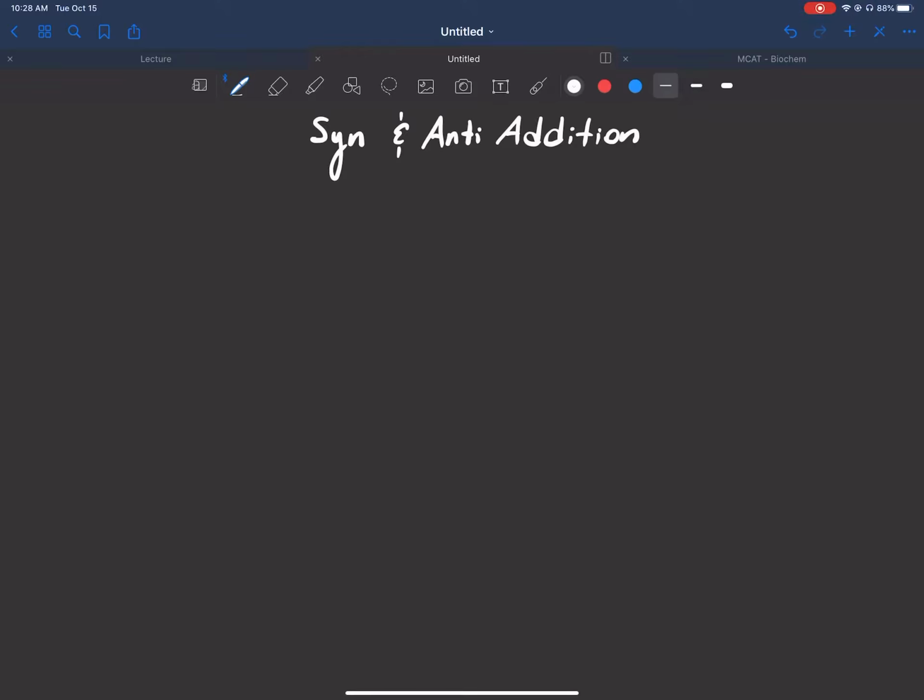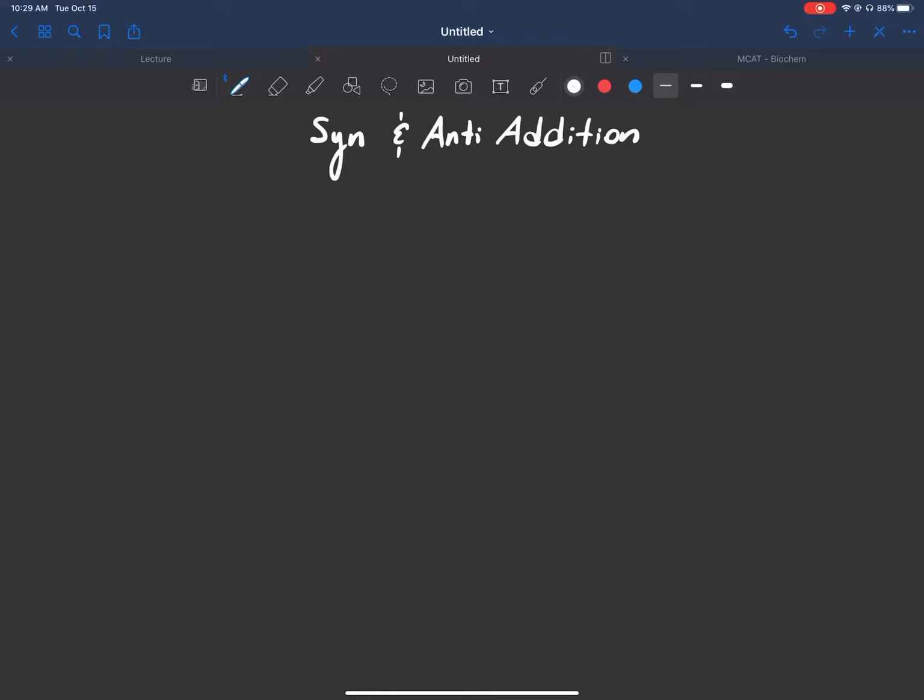So what do these terms syn and anti mean? Right, so they refer to types of alkene additions, and you guys have learned alkene additions for exam 1, right? And so what this is now is, because you learned stereochemistry, alkene additions actually get a little bit more complicated. There's a little bit more to them.